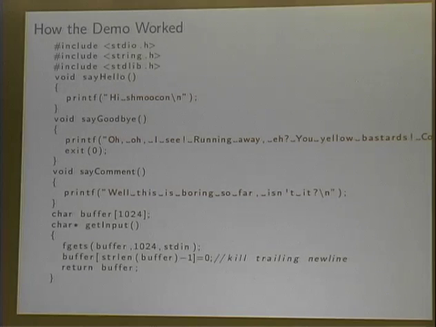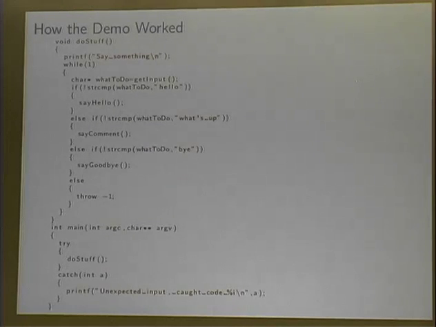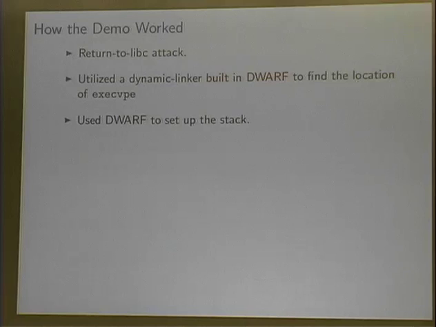So let's take a look at how the demo works. We've got our simple C code. We can say some things to the audience. We get some input. If we get input we're not expecting, we throw. Nice, simple, innocuous code. So what we had was a return to libc attack. We built a dynamic linker, which could defeat ASLR if the library locations were randomized. And that dynamic linker was built into the DWARFScript code, and we found the location of the execvpe function. And then we used the DWARFScript code to set up the stack in the way we wanted.